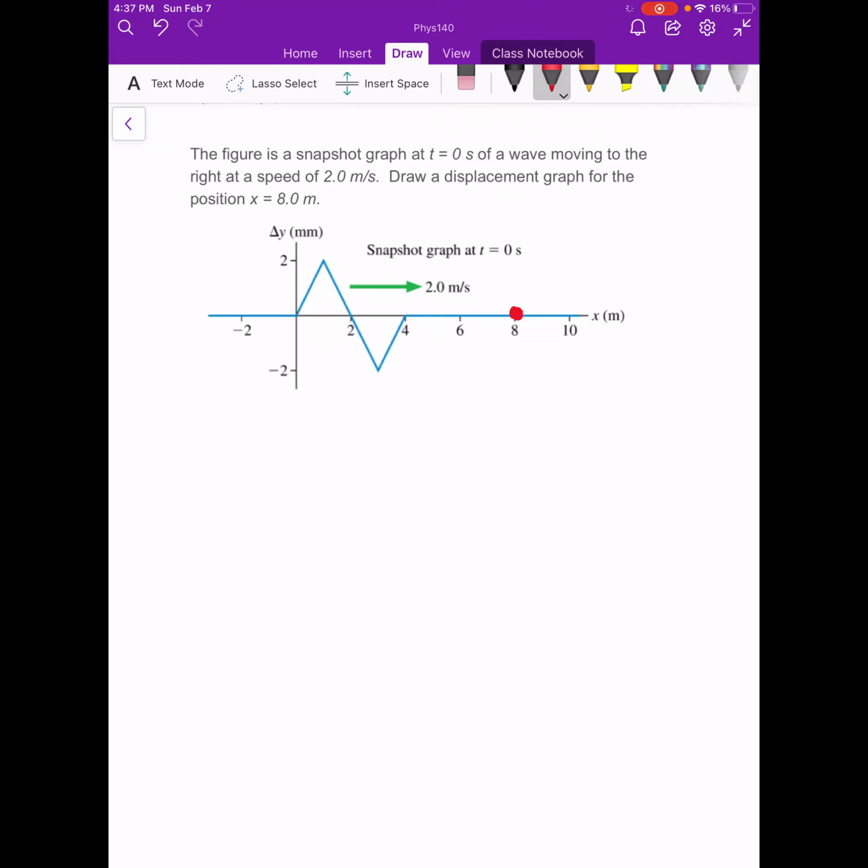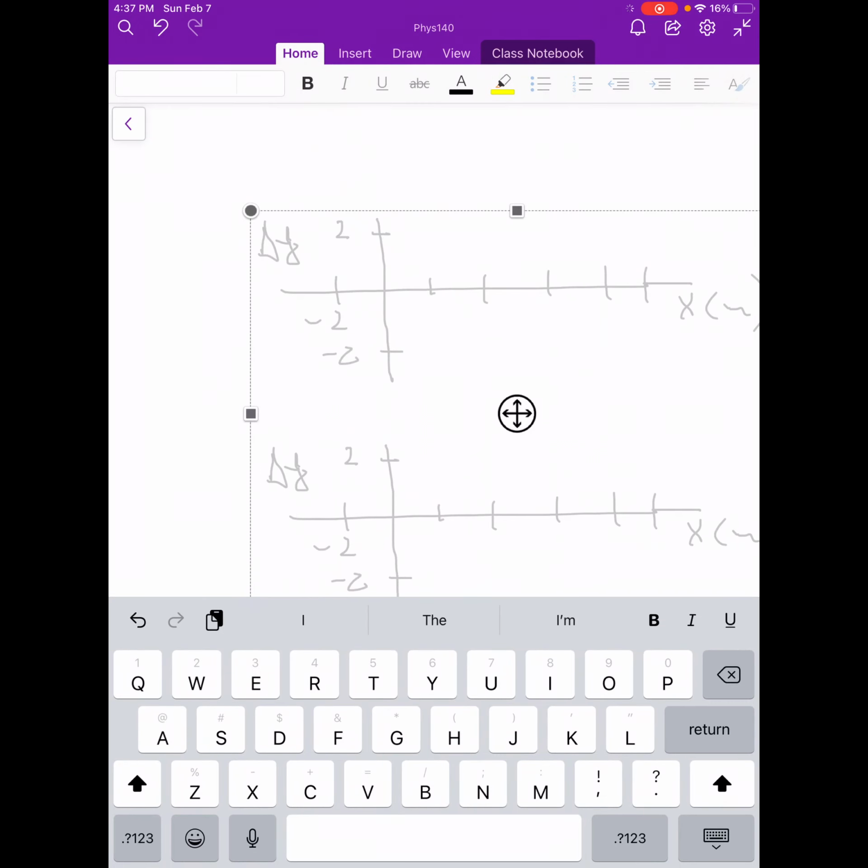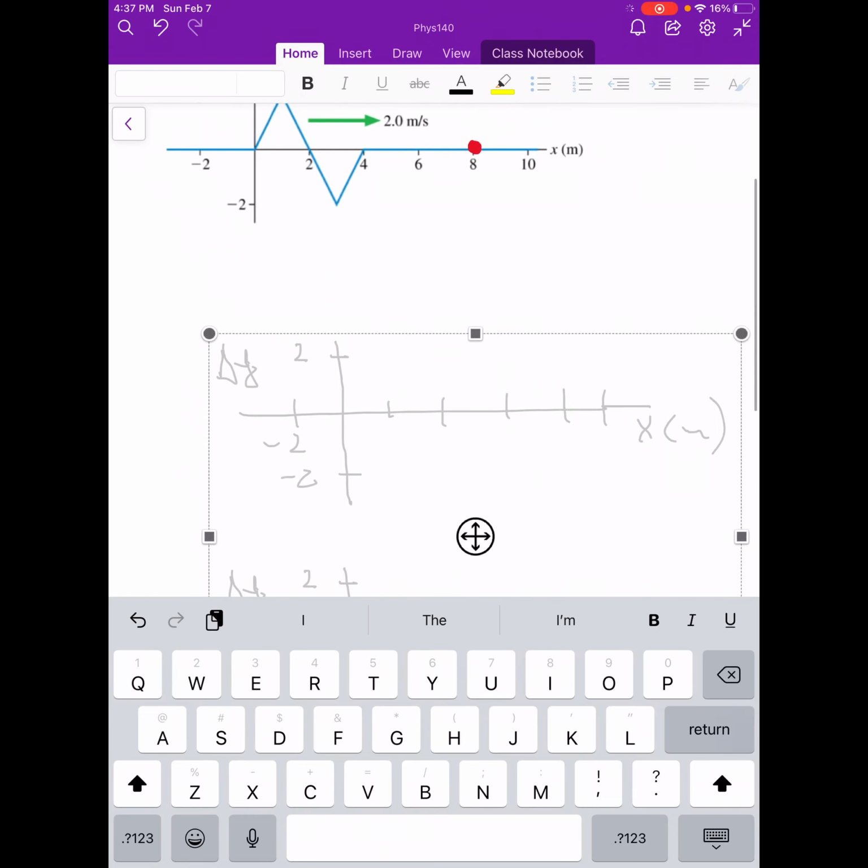So the first thing I'm going to do is continue to draw snapshot graphs for every second. The reason is that the wave is moving to the right at 2 meters per second. That means every second my graph is going to move to the right by 2 meters. So let me paste in a couple of graphs and line these up.